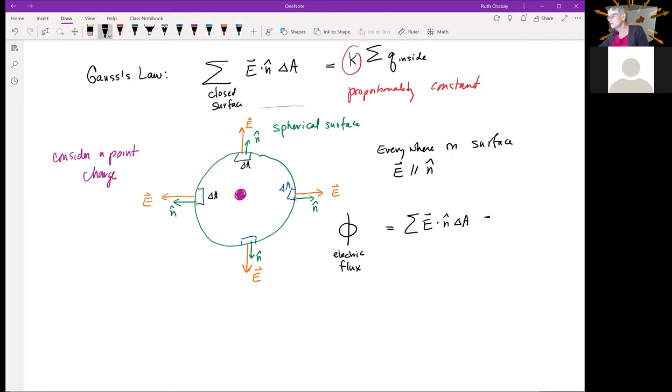So what we're going to do is let this go to the integral of E dot n hat dA, where all our dAs are really small. And notice that this dot product, E dot n hat, is actually a constant over the surface. Since E is always parallel to n hat, it's going to be equal to the magnitude of E times 1, which is the magnitude of n hat, times the cosine of 0 degrees. And so it's just going to be equal to the magnitude of E.